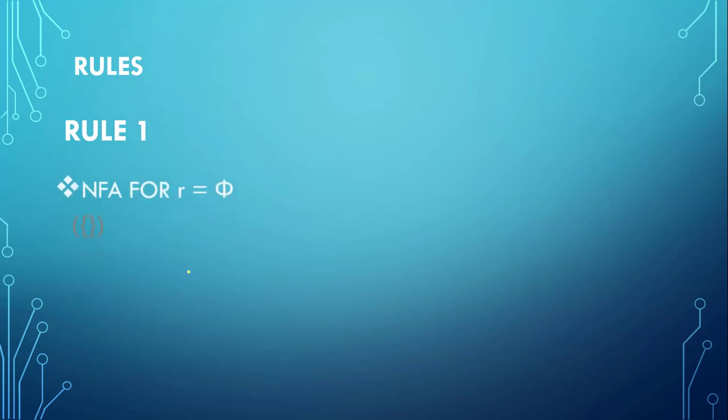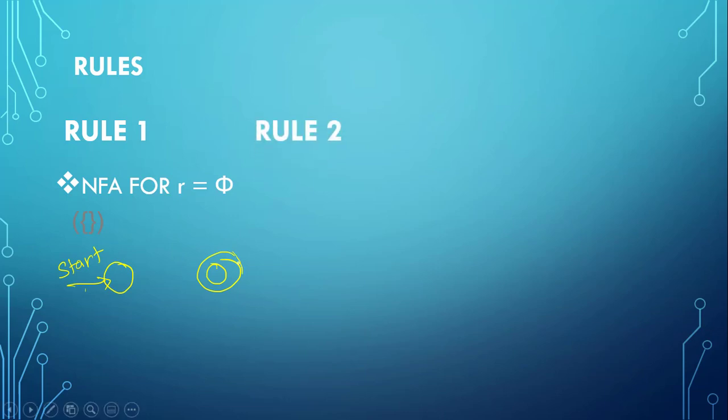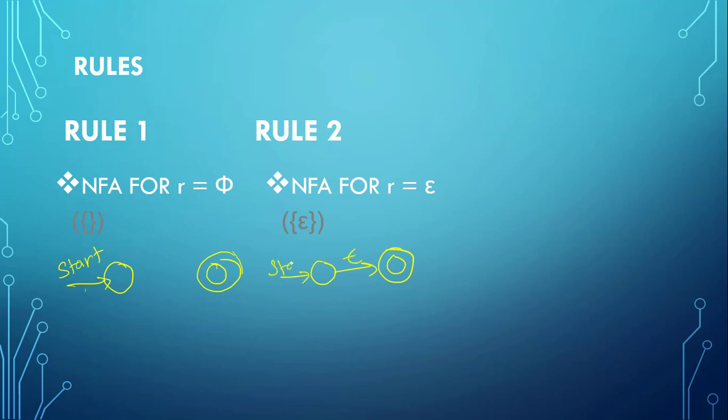So here we have the first rule, NFA for R is equal to phi. Phi is nothing but the empty language, from the definition that we had seen about regular expressions. So here we will have a start state and a final state, but not connected over any input. Then the NFA for rule number 2 is NFA for R is equal to epsilon. Epsilon is nothing but the empty string. Since we are designing NFAs with epsilon, there are going to be many epsilon transitions taking place.